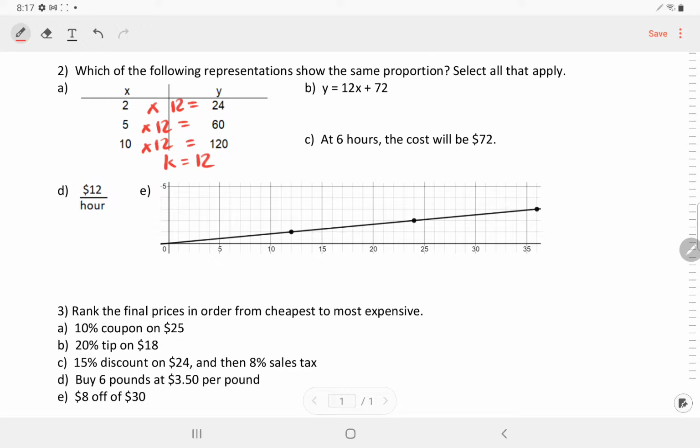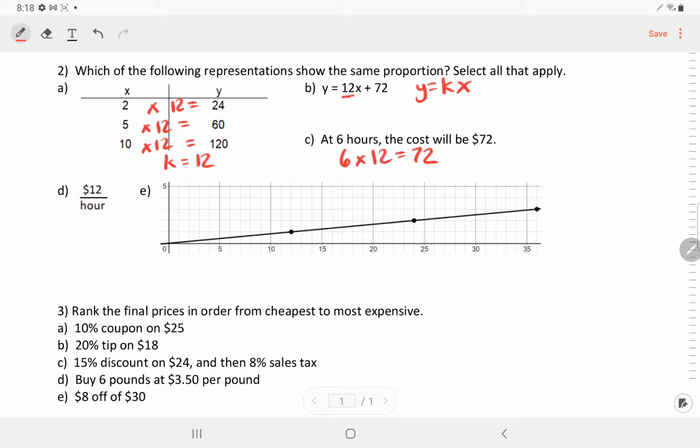Okay? Now, if we look at b, we notice that the constant of proportionality, written in the form of y equals kx, is also equal to 12. And then, if we look at the next problem, the answer, C, at 6 hours, the cost will be $72. So if we work for 6 hours and we multiply that by 12, we'll get 72.